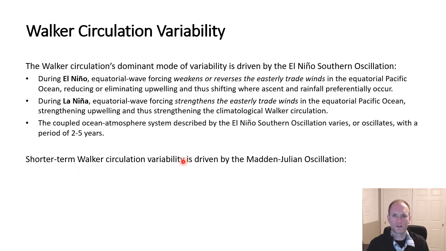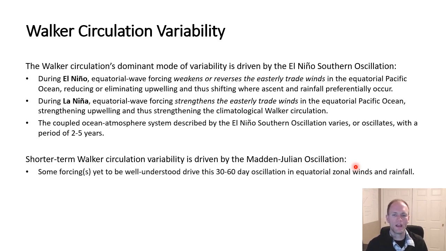Shorter term Walker circulation variability, so focusing on the 1 to 2 month period, is driven primarily by the Madden-Julian oscillation, which we'll consider in a lecture series after we consider the El Nino Southern Oscillation. But very briefly as an introduction to that, there's some forcing, which we don't really have a good handle of even to this day, what actually forces or drives the Madden-Julian oscillation.